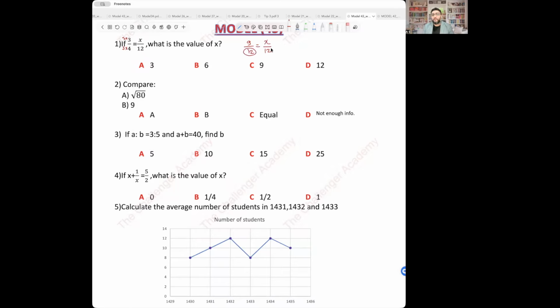Now the denominators are the same, which means the numerators are also the same. So x equals 9, and the answer is C. Let's move to question 2.